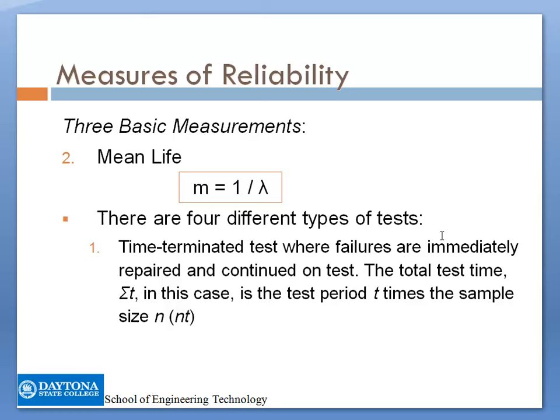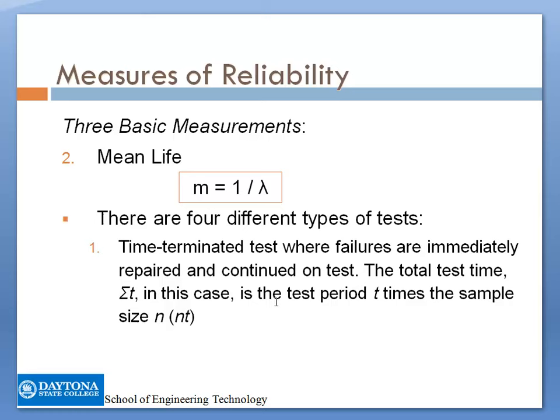There are 4 different ways that you can calculate that T, and this is dependent on the different types of tests. The first one is the time terminated test, and this is where failures are immediately repaired and continued on test. It will be the sum of the T's.